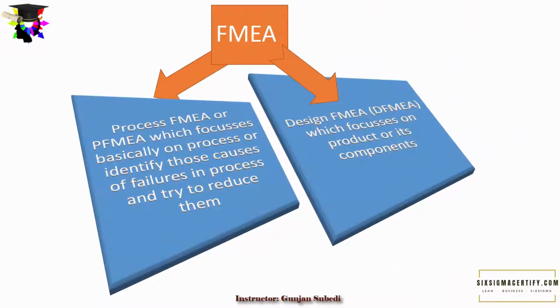There are basically two types of failure mode effect analysis or FMEA. These are the process FMEA or PFMEA, which focuses basically on process or identifies those causes of failures in process and tries to reduce them, and design FMEA or DFMEA, which focuses on product or its components.